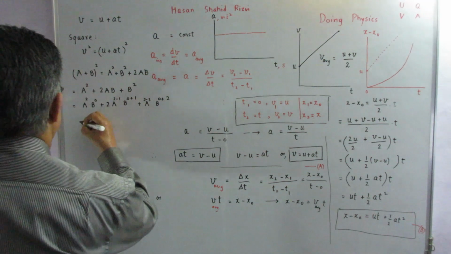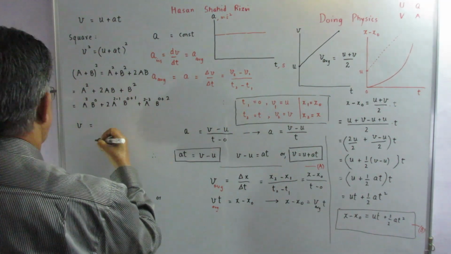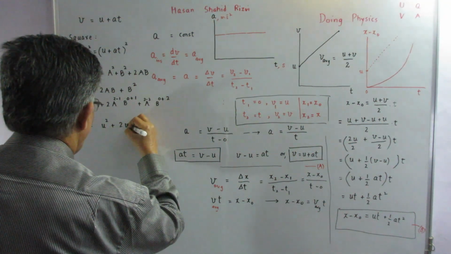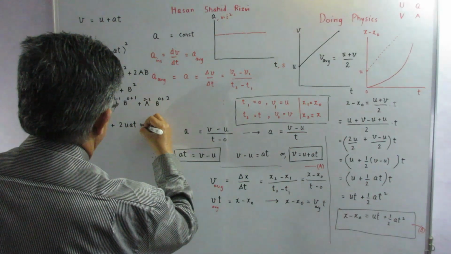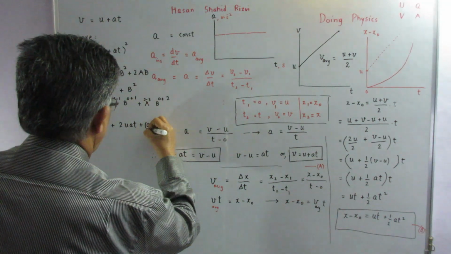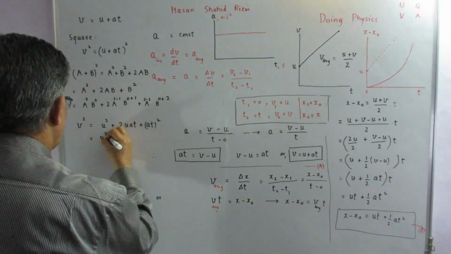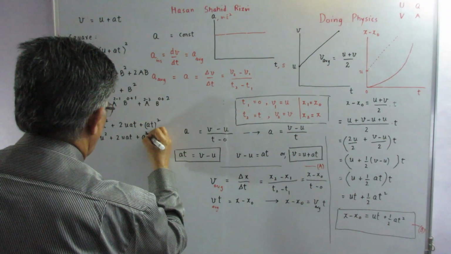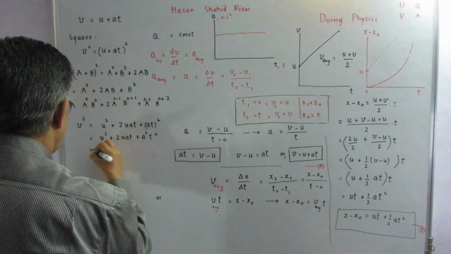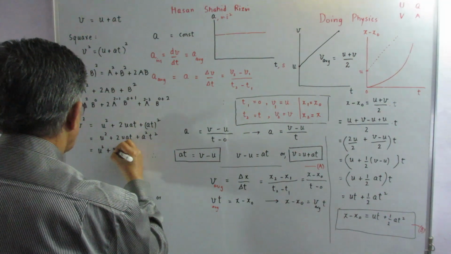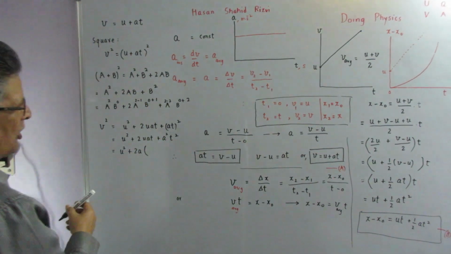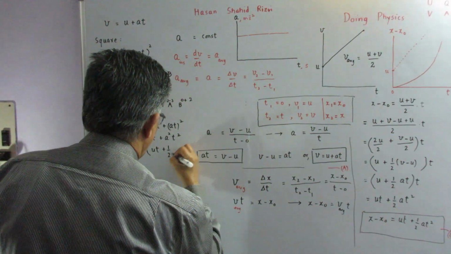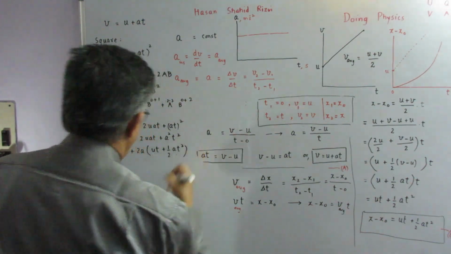So I can write, therefore, that my v square, because v is equal to u plus at, becomes equal to u square plus 2u at plus at whole square, which is another term: u square plus 2uat plus a square t square. And this I can write as u square plus 2a, if I take 2a common, then I get ut plus half at square.